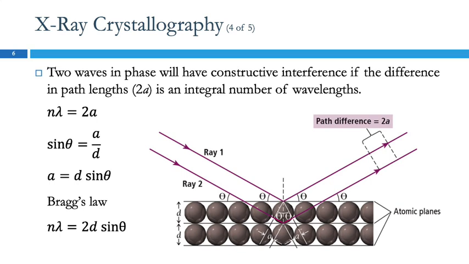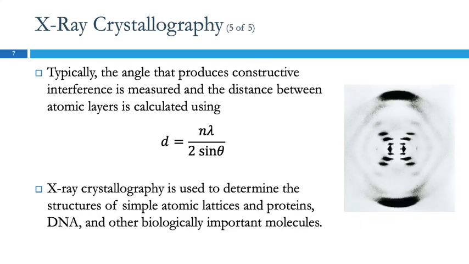And so we can adjust this angle and determine the distance between the two layers. That distance is d. Bragg's law says that n times the wavelength, n just being an integer, is equal to 2d, the distance between the layers, times the sine of theta. Typically they look at the angle that produces constructive interference, and then calculate the distance between those layers using this rearranged form of Bragg's law.